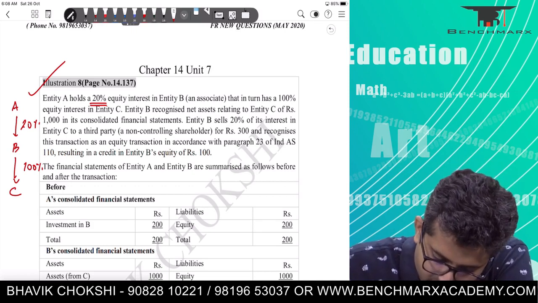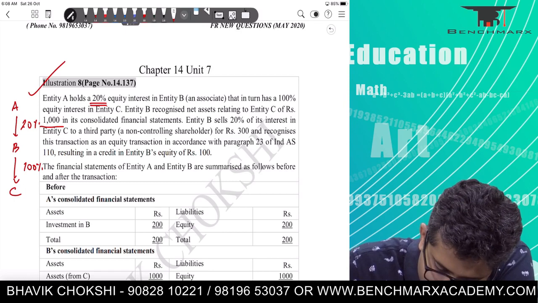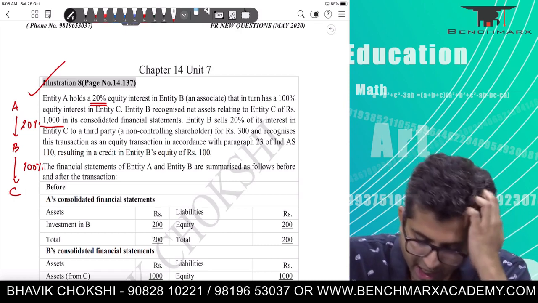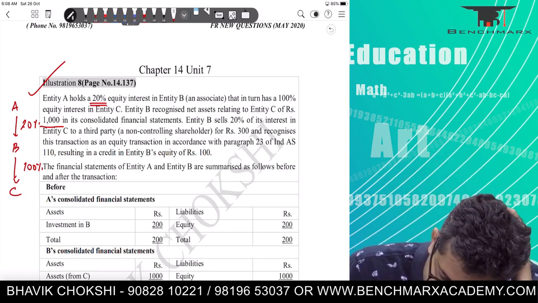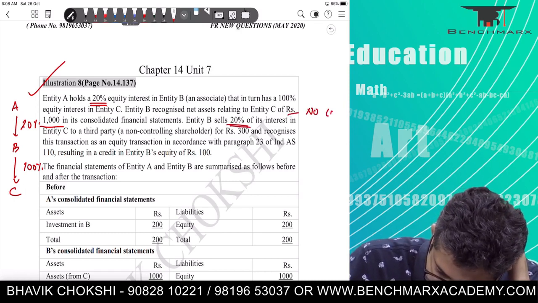Now we have entity B recognizing net assets relating to C of ₹1,000 in the consolidated financial statements. Entity B sells 20% of its interest. Does that result in loss of control? No, there is no loss of control.